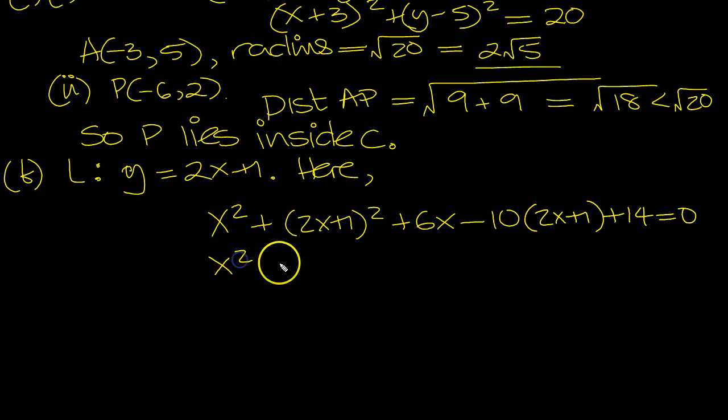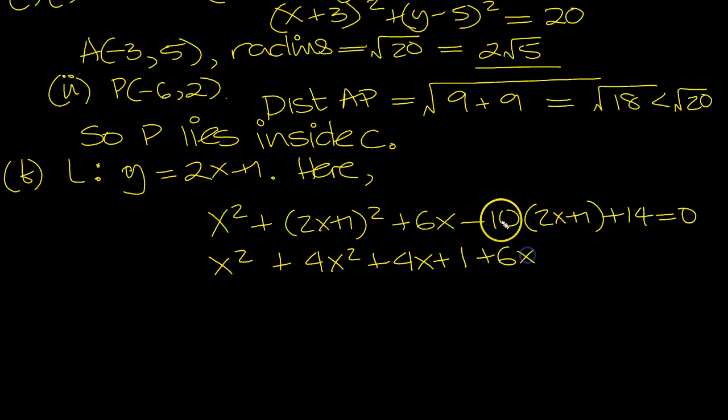We get x squared. This bracket we get 4x squared, don't we? 2x times 2x. 2x times plus another 2x is 4x in the middle terms. And then the 1 times 1 is 1, plus the 6x. 10 2s are 20, minus 20x then. 10 1s, minus 10, plus 14 equals 0. x squared and 4x squared is 5x squared.